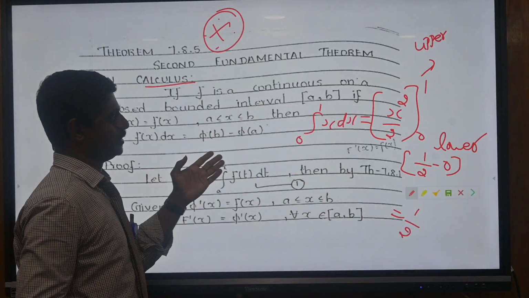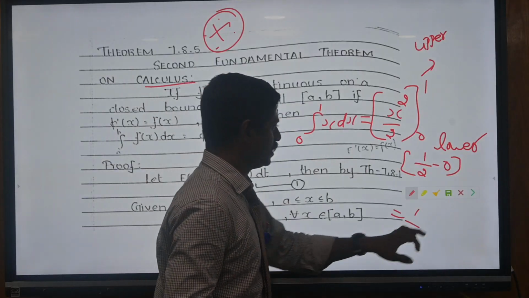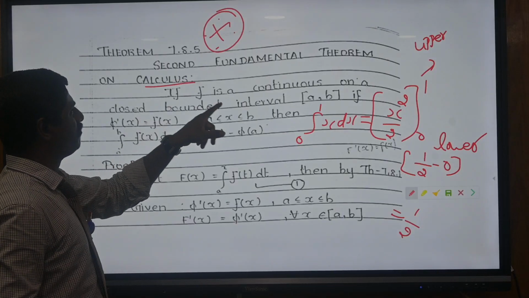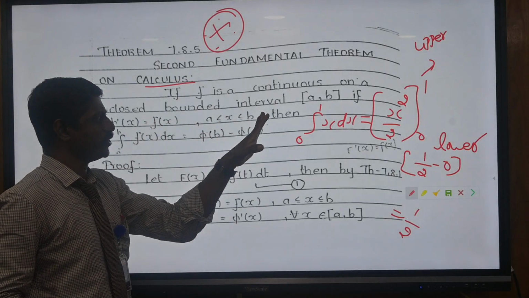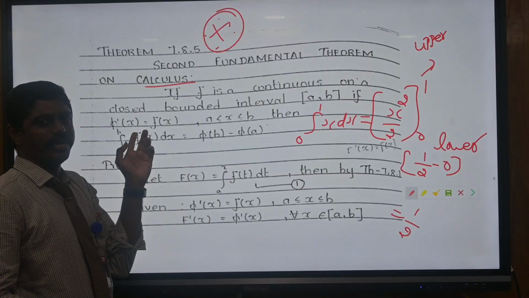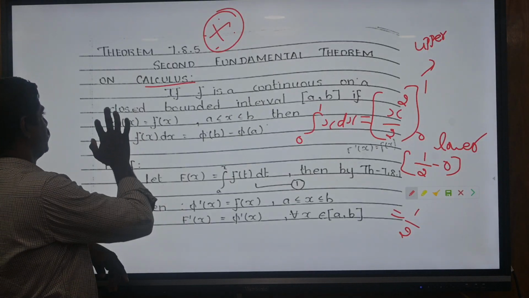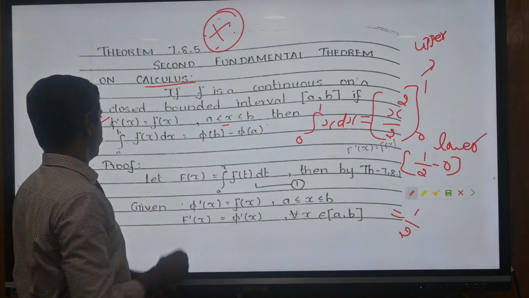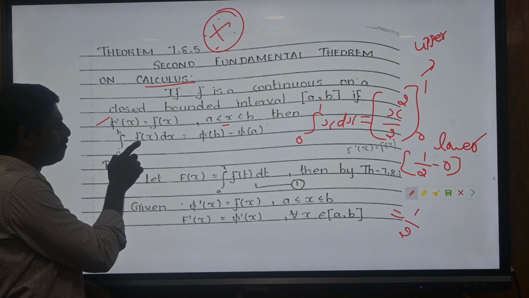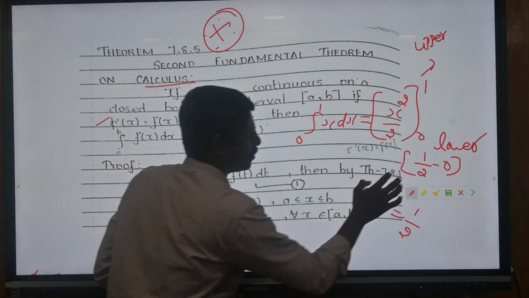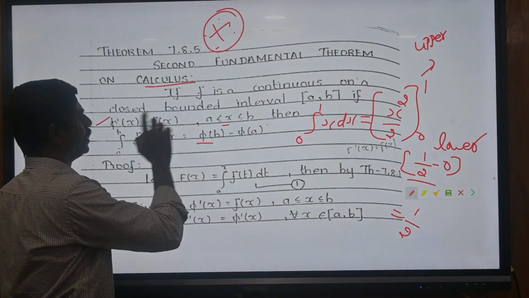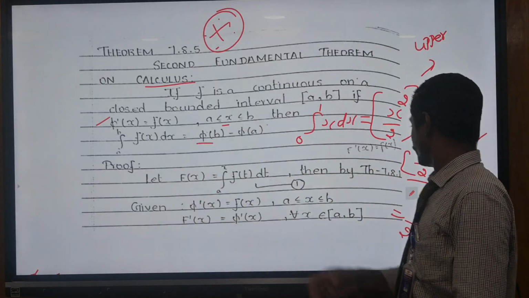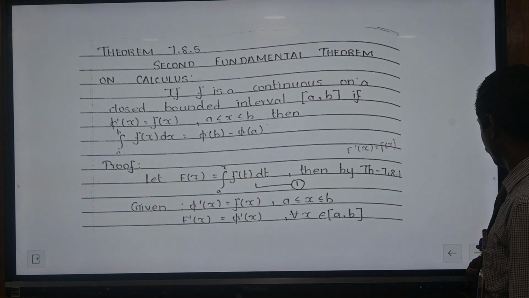This is the theorem; we did this at plus 2 level always. Second fundamental theorem of calculus: if f is continuous on a closed bounded interval [a, b], and phi dash of x equals f of x for x lying between a and b, then, importantly, the integral from a to b of f of x dx is equal to phi of b minus phi of a. This is an ordinary integration; this is the second fundamental theorem. Now let's look at the proof.